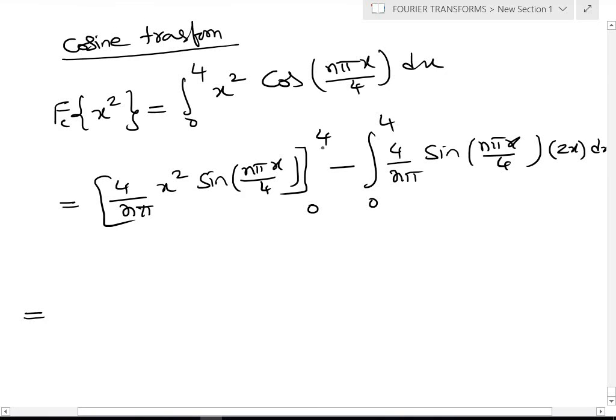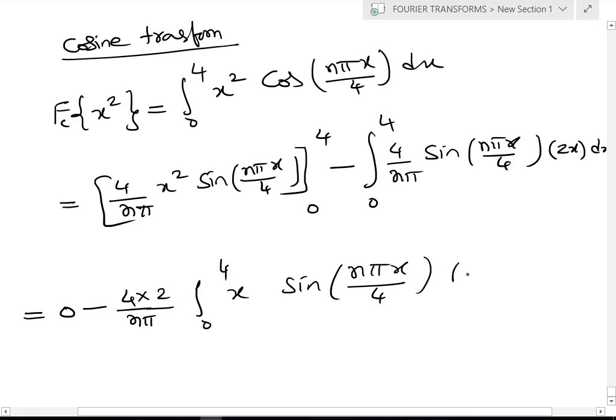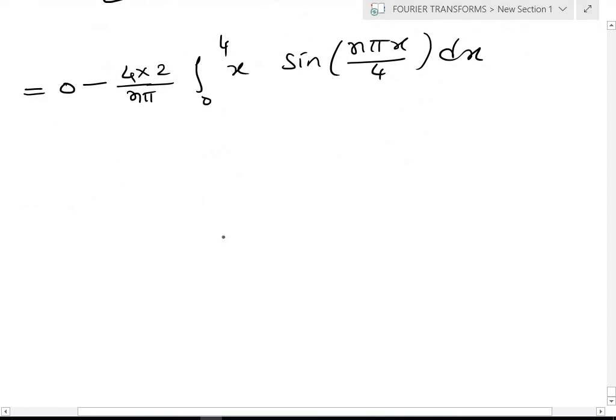Now as usual in the previous case, when I substitute the upper limit, I'll get sine n pi, that is 0. When I substitute the lower limit, sine 0 is 0, or this entire x square is 0. Then finally this is 0, then minus 4 by n pi, that is 2x, that will become 4 into 2, that is 8, you can write. That is finally I have 0 to 4 x into sine of n pi x by 4 integration with respect to x. Okay, fine. So now again we need to do it here with by parts.